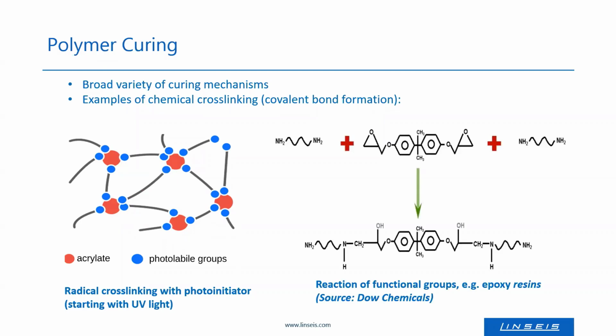Another possibility to form a polymer network is shown here. It's a reaction of functional groups, in this example an epoxy group and an amine group, to form chains and networks. And these kinds of reactions are observed in two-component resins, for example.